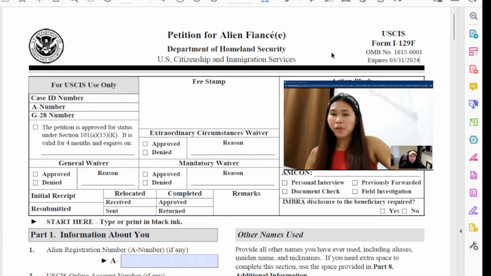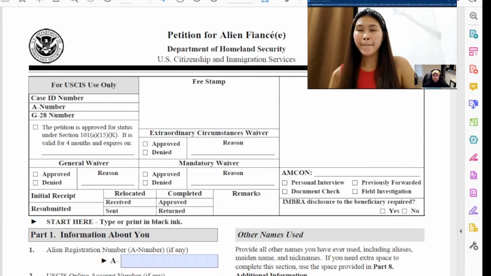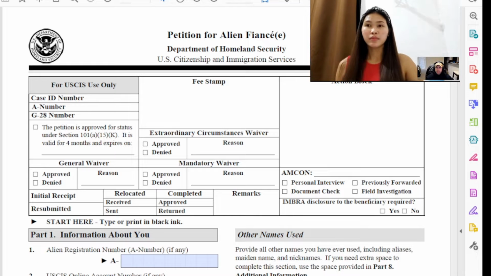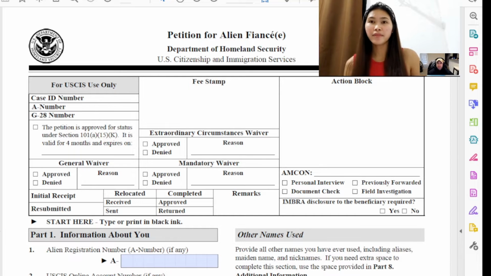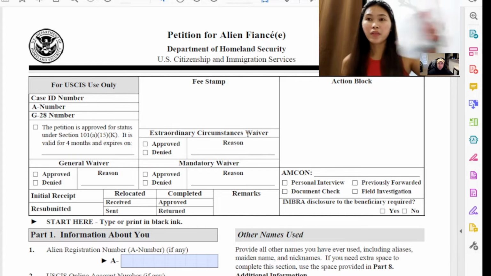So just be sure that you're using the updated form. Otherwise, when you send it in, they're going to deny it and kick it back to you, saying that you are not using the correct one, the updated format. All right, moving on.